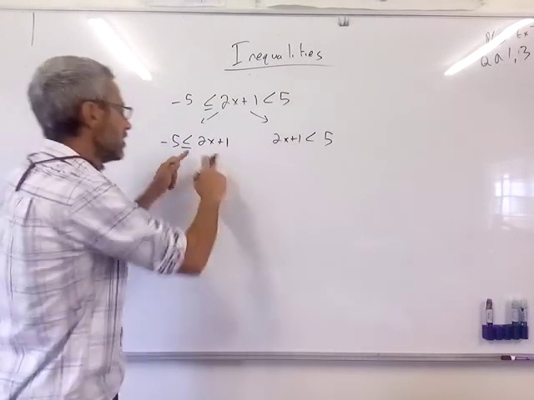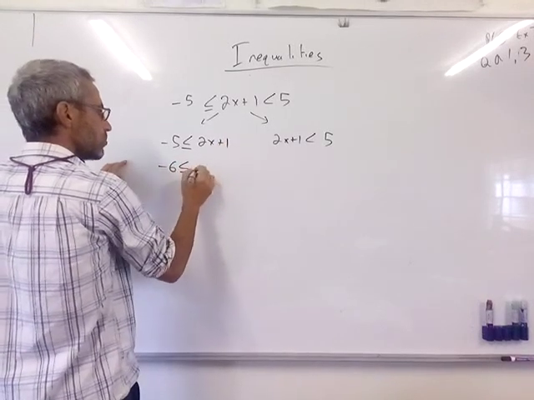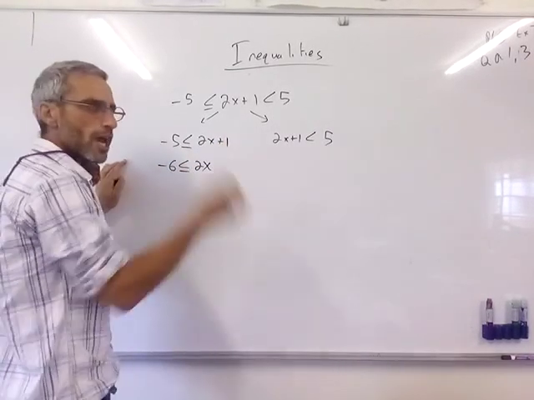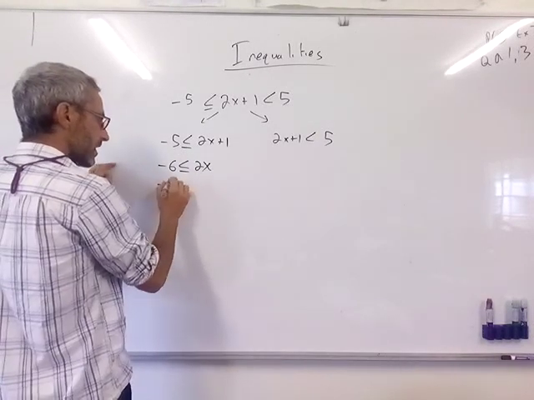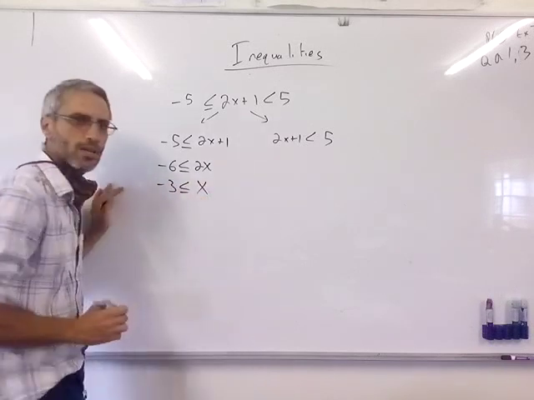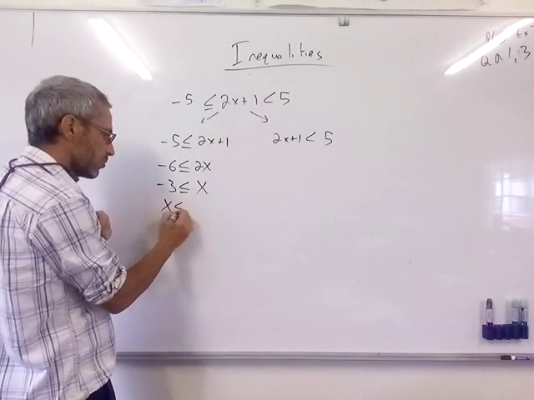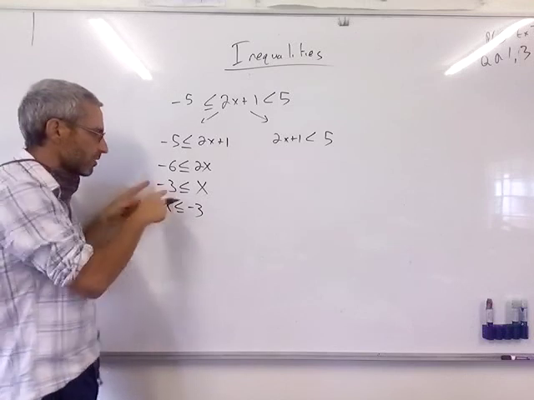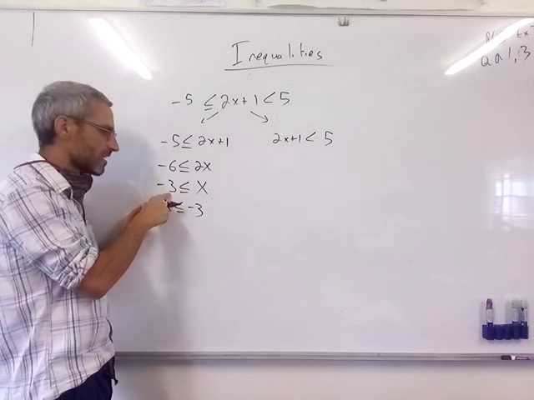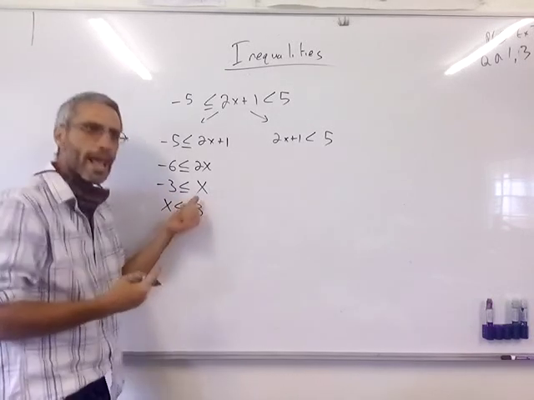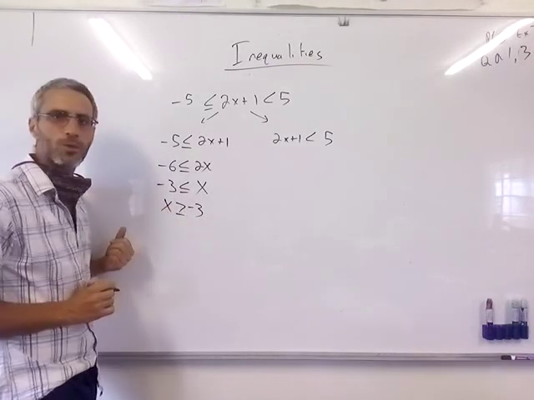It's not too difficult. Here I'm going to get rid of the 1, so I subtract 1, and it's -6 smaller than or equal to 2x. Then I divide by 2 to get -3 smaller than or equal to x. I always want the x on the left side. Can I just write x is smaller than or equal to -3? No, I have to swap the sign. Just ask yourself in English, what does this say? -3 is smaller than or equal to x, in other words, x is larger than or equal to -3. So we have to swap the sign.